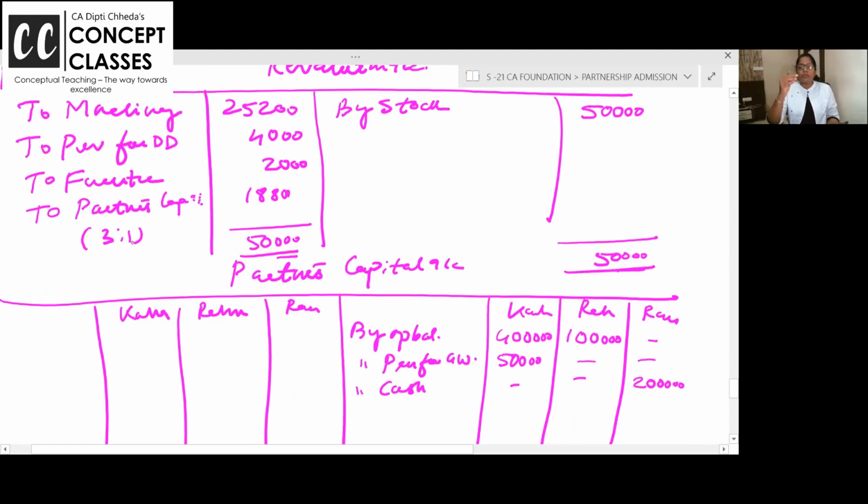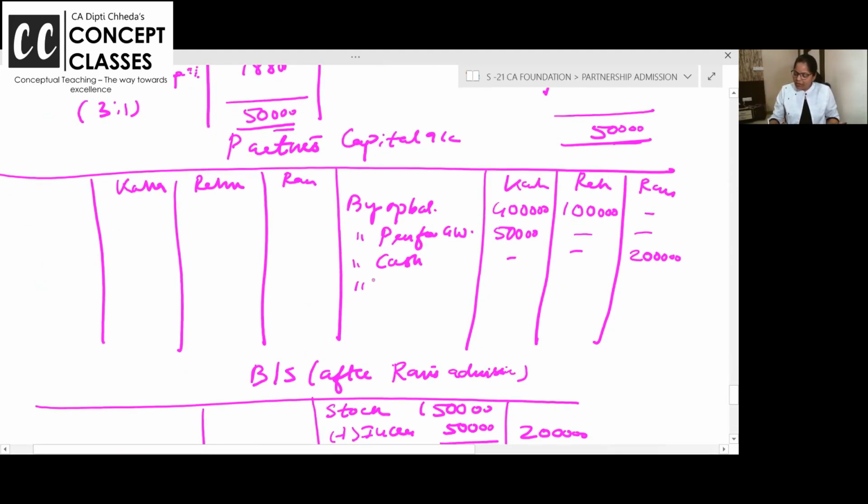Give reserve in the old ratio, revaluation in the old ratio, this in the old ratio, goodwill. So it becomes very easy. Now give revaluation profit to old partners in the old ratio. 18,800 divided by 4. So this is 1/4 and multiplied by 3. 14,100, 4,700.